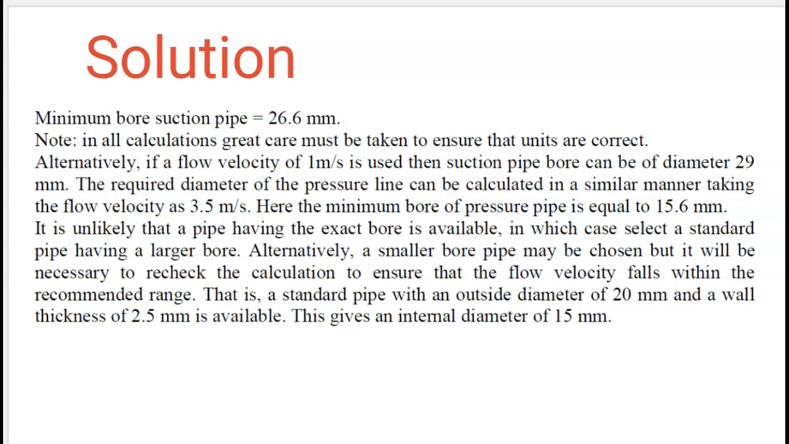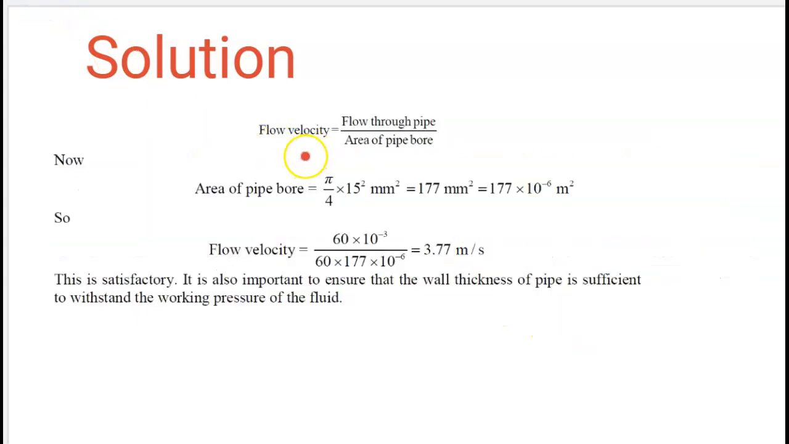Now, what we do in this case is we just have a look at the table. There is a table which I will show you later. And in the table, we look at the velocity and the next pipe diameter. Now, in this case, the next one is 15 millimeter. Sorry, the other was the diameter, not the radius.